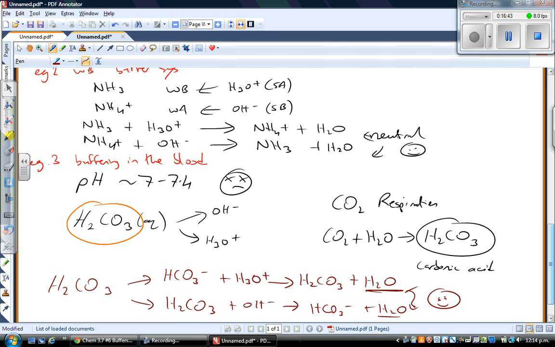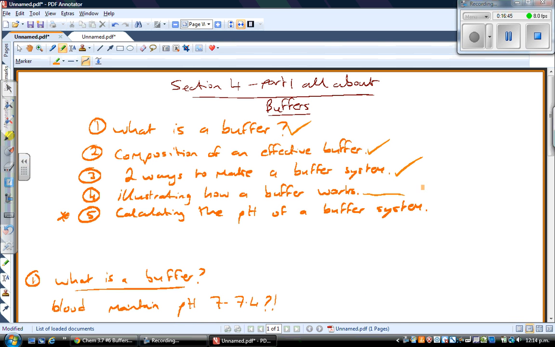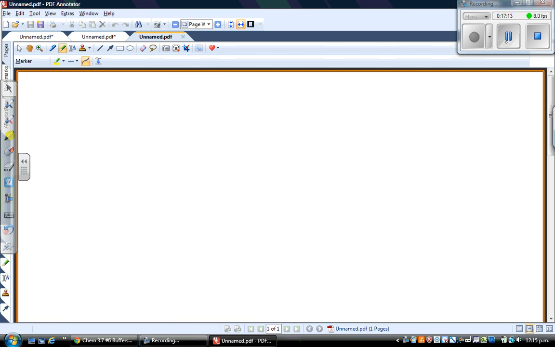Okay, let's return to our list of things to cover. So we've illustrated how a buffer system works by neutralizing the addition of that strong acid or that strong base. And now we need to just focus on the real stuff which comes up in exam questions, which is how to calculate the pH of a buffer system. So I'm going to just do 3 particular examples, maybe 4, just to try and cover the range of questions that you'll come across. So we get a new page for this, and this is calculating the pH of a buffer system.